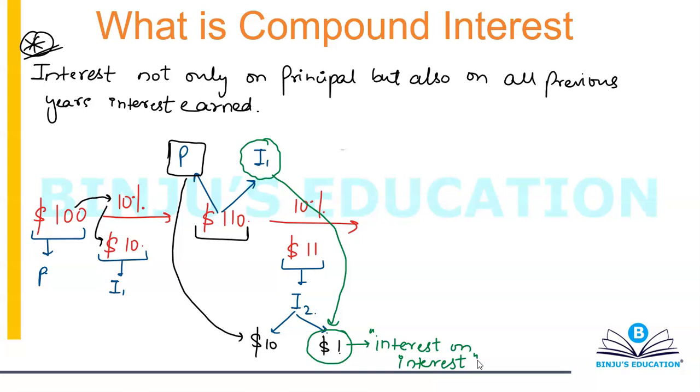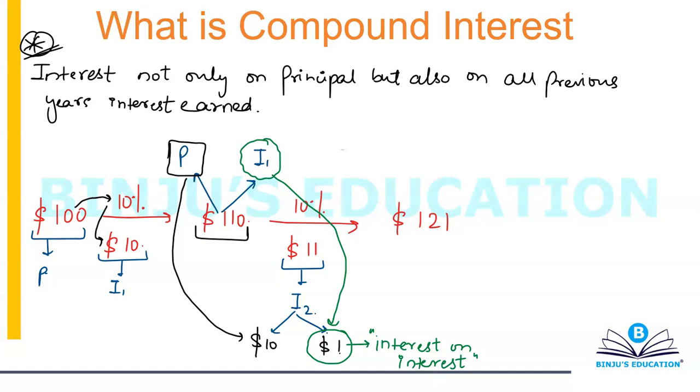So you can see that your interest is increasing. Apart from that, you're not only earning interest on principal, you're also earning interest on all previous year's interest. Let's go a step further. Let's go to year number 3, just to make things more clear to us. So what's going to happen for the third year? Now it will become $121. 110 plus 11 is 121.